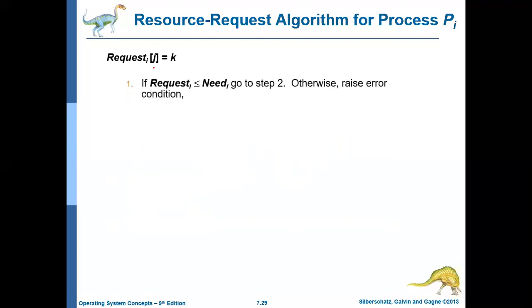The first step says that if request of I is less than or equal to need, go to step 2. Otherwise, raise an error, because request should always be less than need. A process cannot request something which is more than need. What is need? Every process should declare its max. Max is how many instances of each resource a particular process will require.